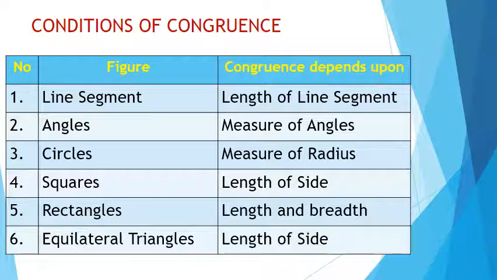Next, angle. When can we say that two angles are congruent? If the measures of angles are equal; congruence depends upon the measure of angles. In the case of circles, the congruence depends upon the measure of radius. In the case of squares, the congruence depends upon the length of its side. And in the case of rectangles, the congruence depends upon the length and breadth. Next, equilateral triangle, the congruence depends upon the length of its side.